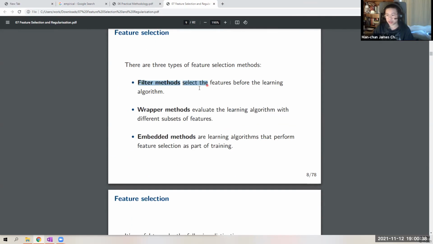Okay, so there are these 3 methods: filter methods, wrapper methods, and embedded methods. Filter methods means that you're selecting the features before you train the algorithm. For example, you only use the predictors that have a correlation higher than 20%, or a higher score than some threshold. Even before you train the algorithm, you're already removing features by some sort of criterion.